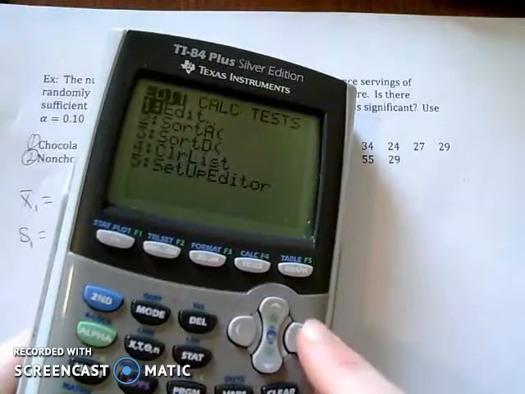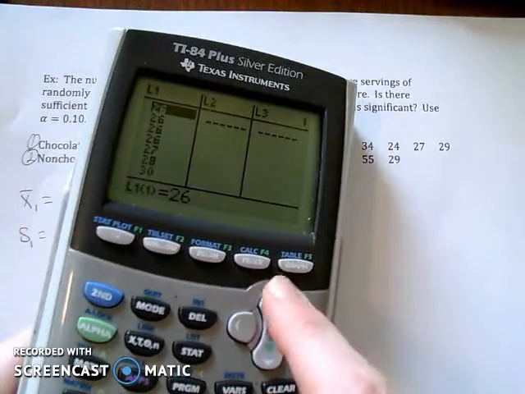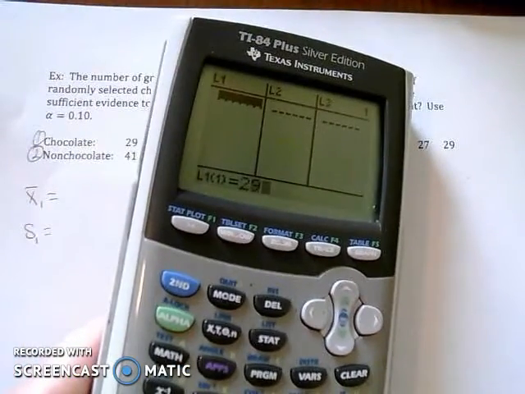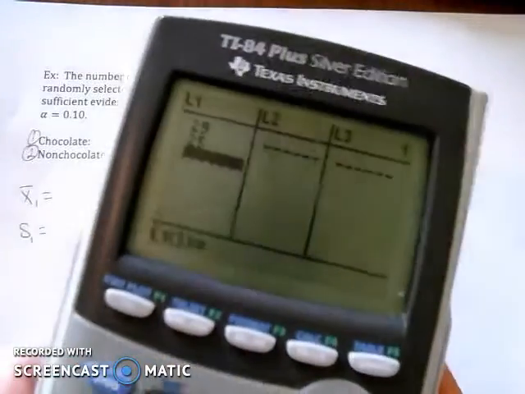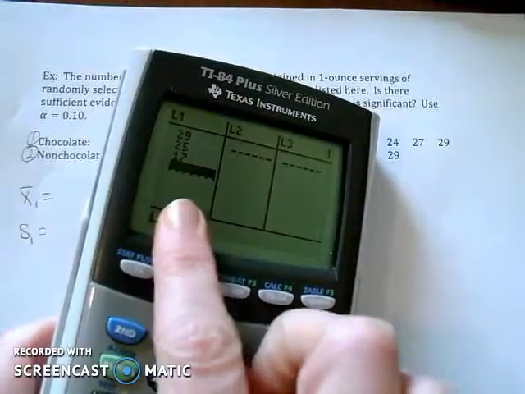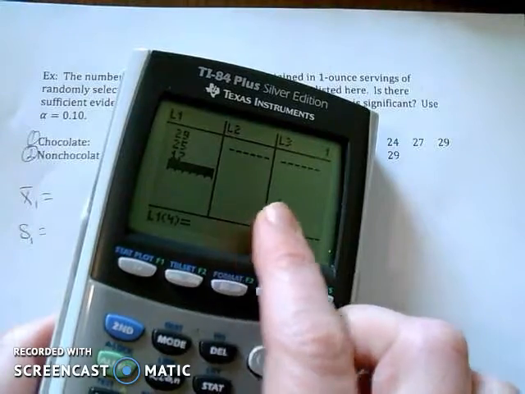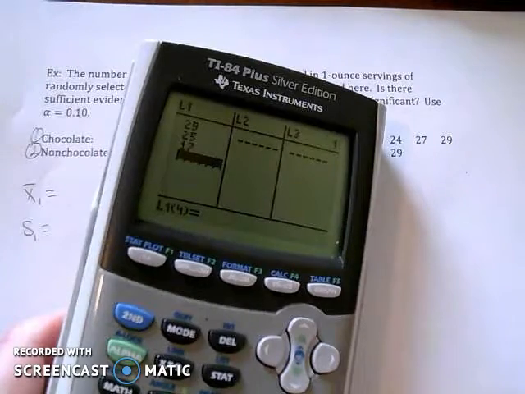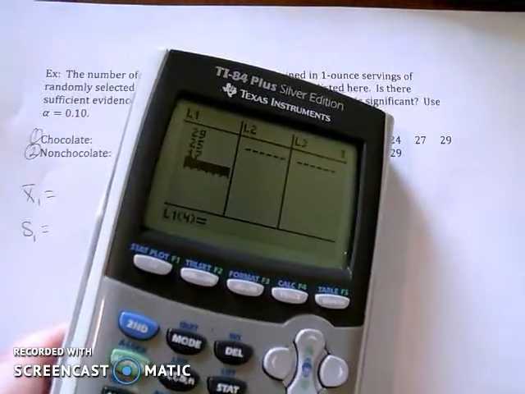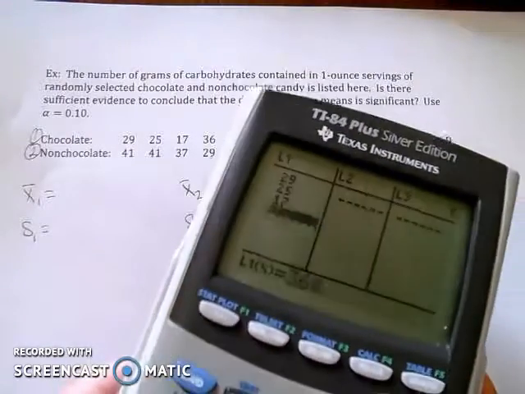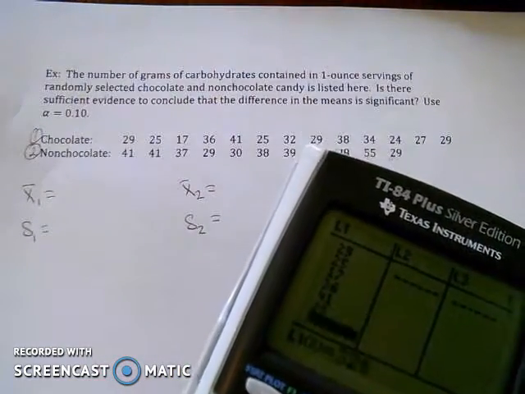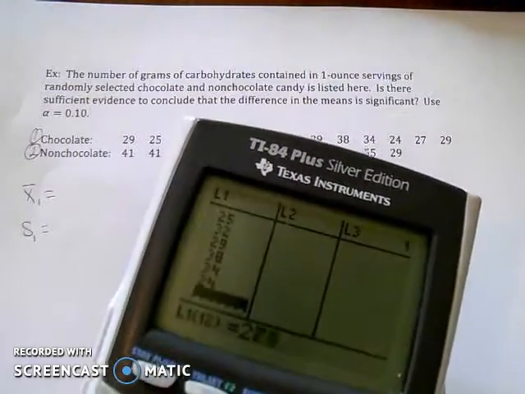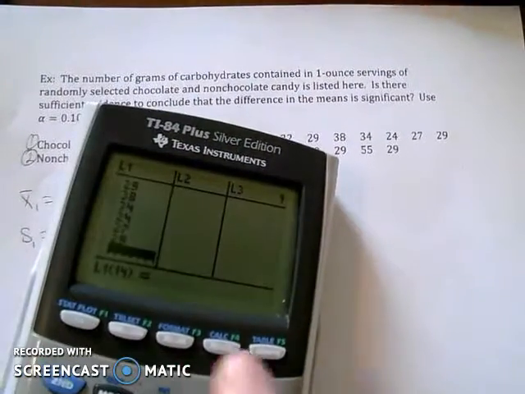You're going to hit Stat, Edit. I got a big list in there, so go up, clear, enter, it all goes away, and then you just enter it in. So 29, enter, 25, enter, keep going. Some people want to put 1 in list 1 and 1 in list 2. That doesn't really work because you have to have the same number of data values in each one in order to do it all together. So you're just going to do each one separately. So 36, 41, 25, 32, 29, 38, 34, 24, 27, and 29. So you have all those in there.